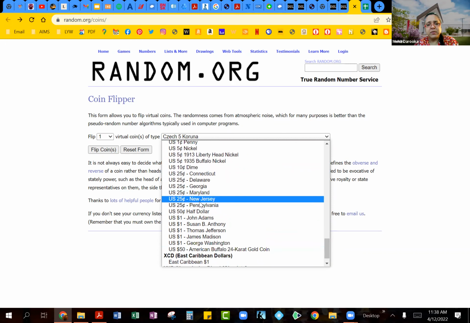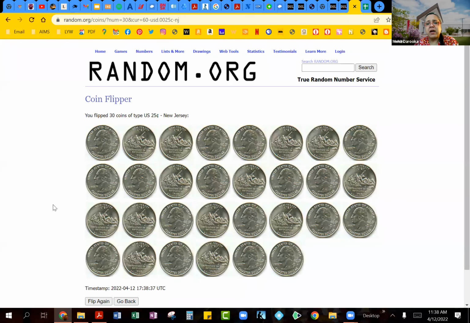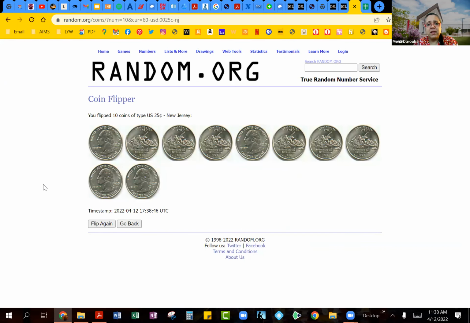I don't know. I guess we'll do New Jersey. So to save time, you can actually do 30 coins at the same time. The only issue with this would be keeping track of all the heads and tails you've got. So you do have that option, or what I normally do is 10 at a time. So that would be one experiment.